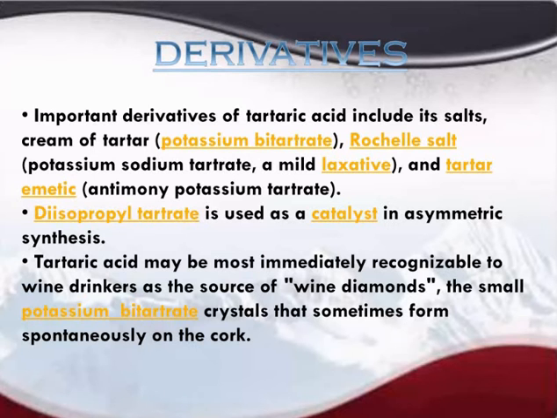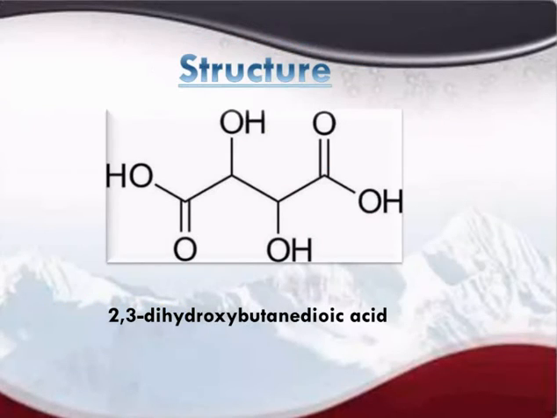Now you can see here the structure of tartaric acid. Two C double bond OH groups, 2 OH groups, and 4 carbon. So 2,3-dihydroxybutanedioic acid.